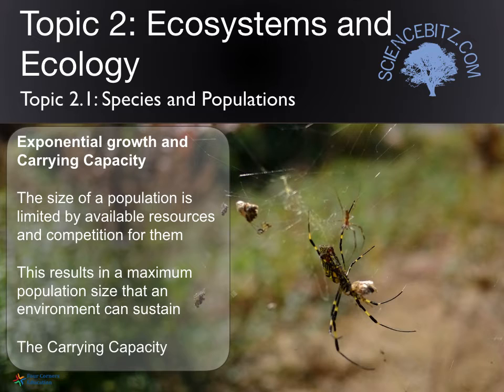The size of any population is limited by the resources that are available to it. And so any ecosystem or environment will only sustain a certain number of organisms inside a population. And we call this the carrying capacity. So we're going to have a look again at bacterial cells to see what happens as resources get limited.